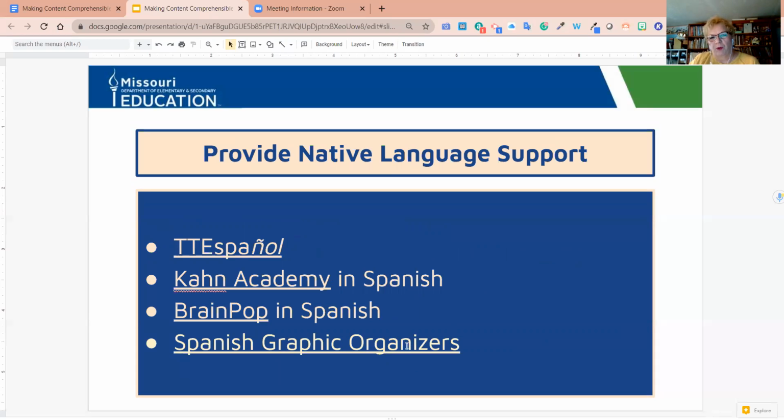These are some other supports for language. TT Español is reading and activities that are in Spanish. You can get Khan Academy also in Spanish. Brain Pop is also in Spanish, and I think they've added a few more languages lately. And then these are just Spanish graphic organizers that I found to share with you.